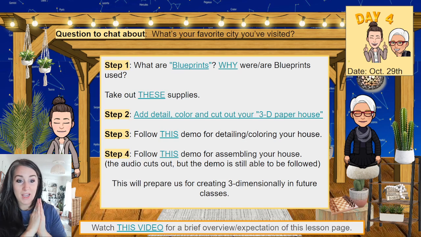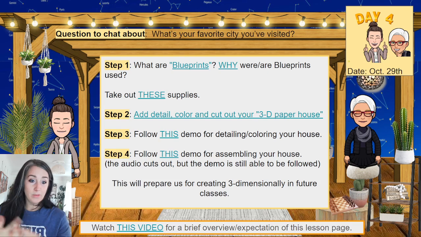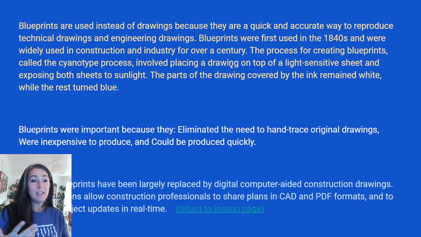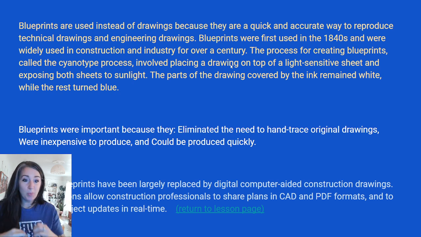So our very first thing that we're up to today is clicking where it says blueprints and watching a very, very short video about what exactly blueprints are. We're also going to learn about why they were used. So basically, blueprints were a quick and accurate way to reproduce technical drawings that were really, really detailed.